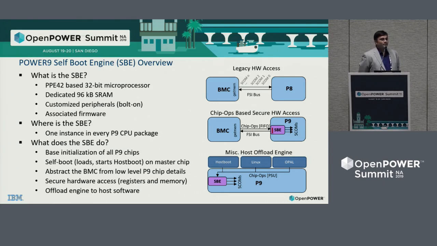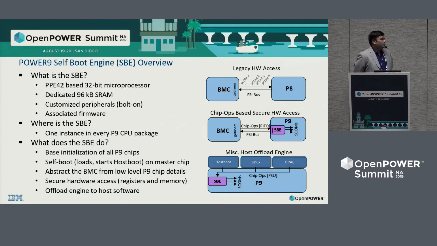Where does it sit and how many instances do we have per chip? Every Power9 chip has one instance of the self-boot engine. Nimbus and Cumulus both support the self-boot engine. The recently announced latest variants of the Power9 chip as well as the Power10 chips will also continue to have the self-boot engines. Power10 will have more enhancements.